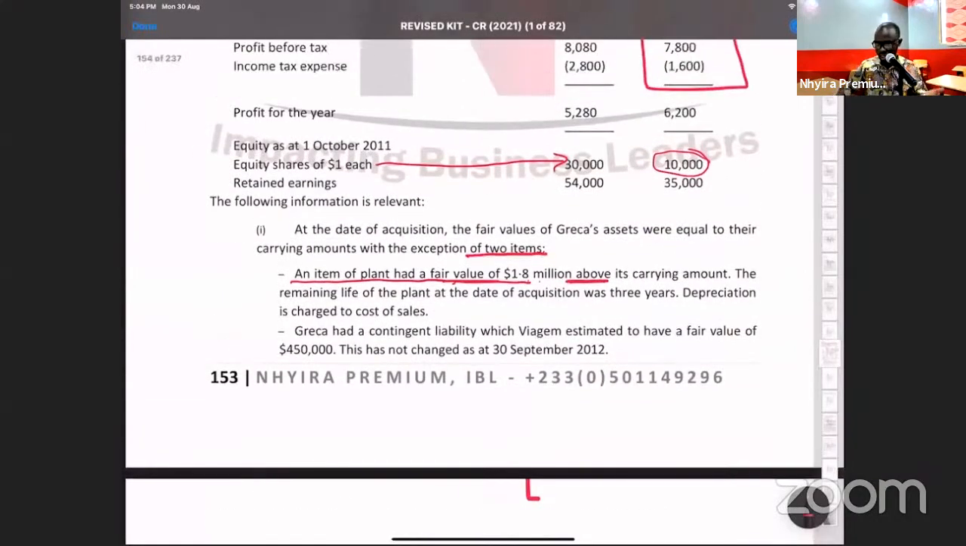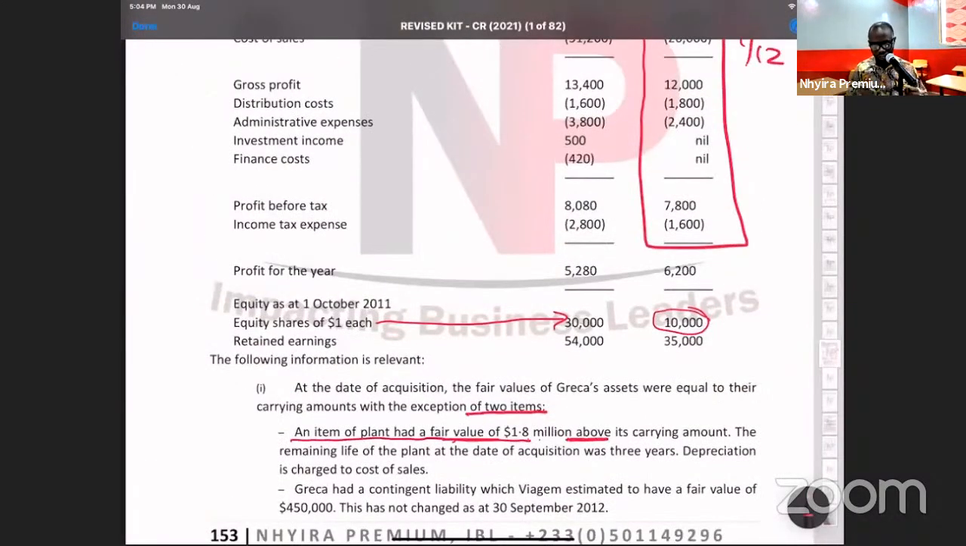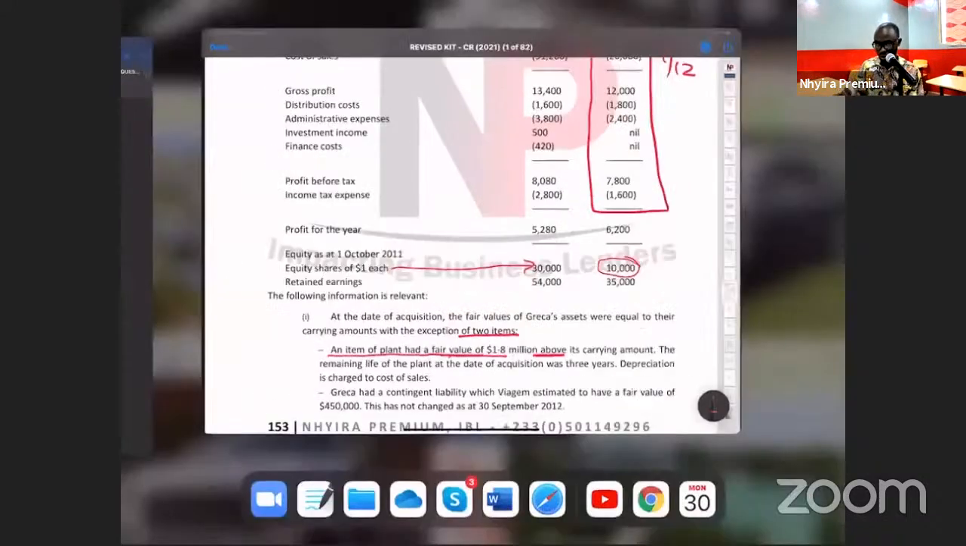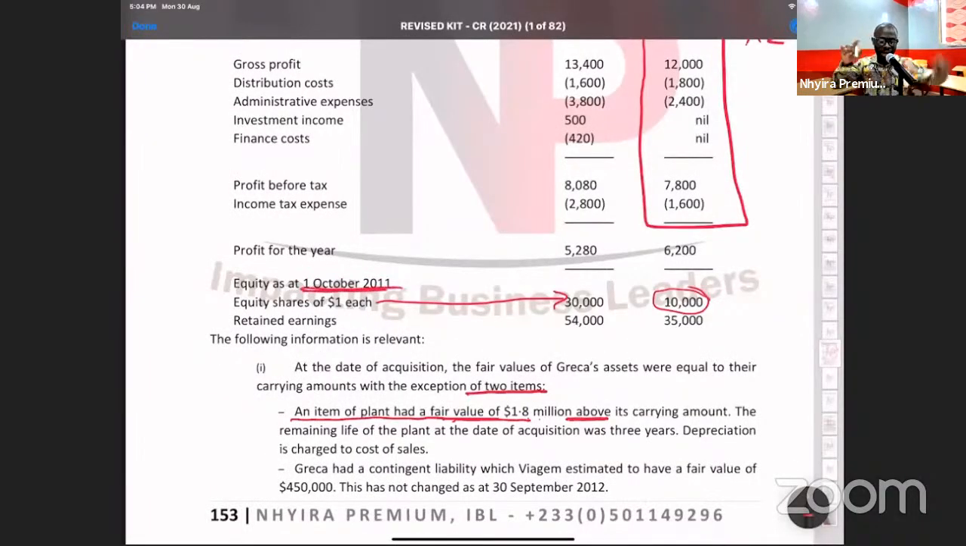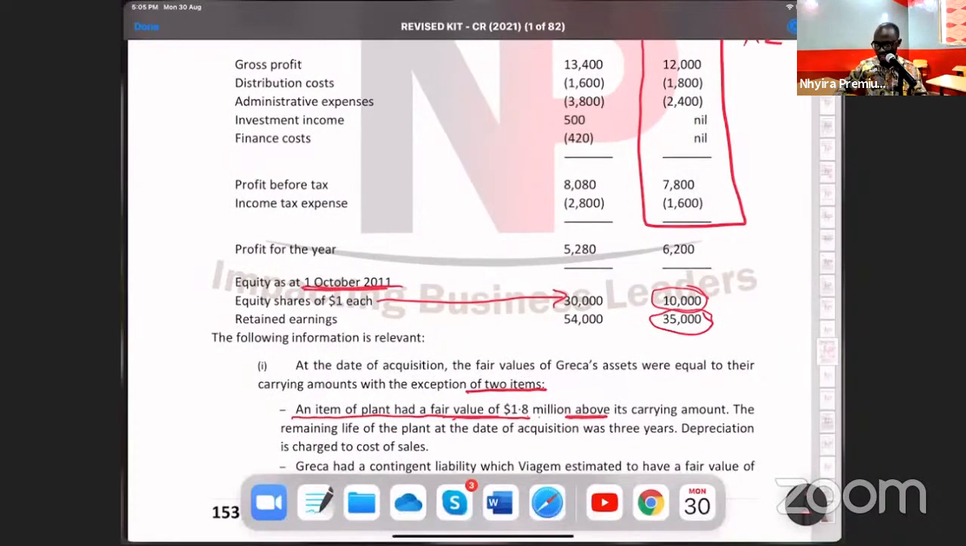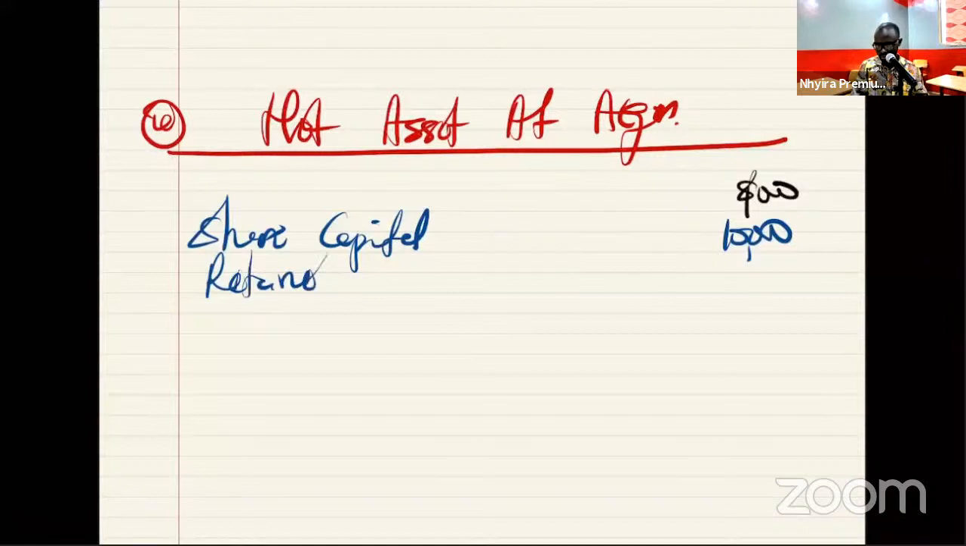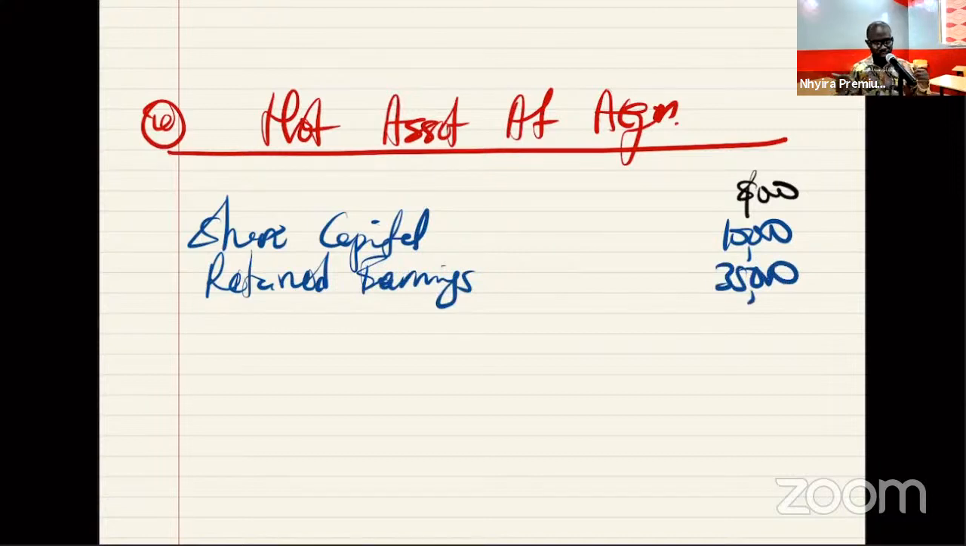Now, if you're doing net assets of the subsidiary, what we do is bring their share capital, and then we see an amount of their retained earnings coming in also. So let's bring it up. Share capital, that's 10,000. Then we see their retained earnings coming in. Remember, all these figures were on 1st October 2011, which is at the beginning of the year. So the retained earnings you see here is the opening retained earnings. So you bring that up at acquisition. That's 35,000.